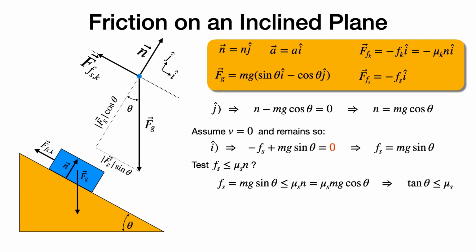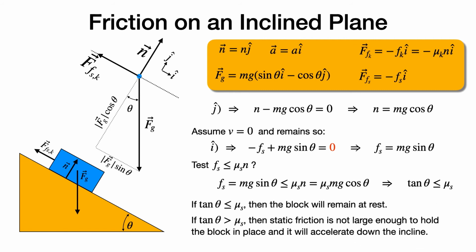So this means that if we eliminate mass times gravity from both sides and bring the cosine theta to the left-hand side, this is telling us that the tangent of theta must be less than or equal to the coefficient of static friction. So what this is saying is that if tangent of theta is less than or equal to the coefficient of static friction, then the block will remain at rest. But if tangent theta happens to be larger than this coefficient of static friction, then static friction cannot hold the object in place and it will slide down the inclined plane.